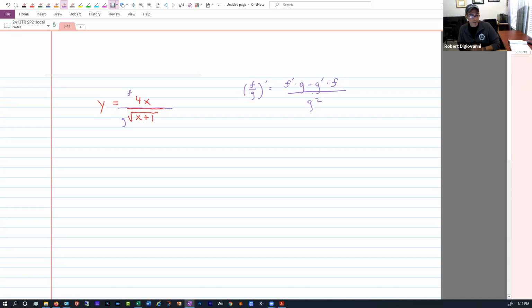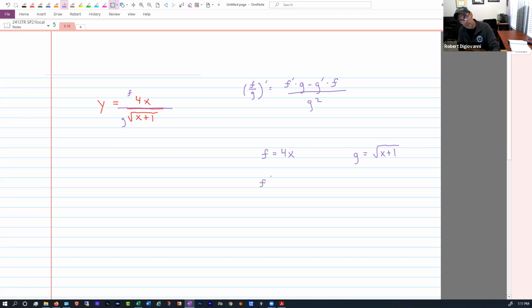All right, so since I know I need quotient rule, what I'm going to do is over here on the side, I'm going to write down what F is. F is just 4x. I'm going to write down what G is. G is the square root of x plus 1. And now I'm just going to find their derivatives, and then I'll just plug everything in and get an answer.